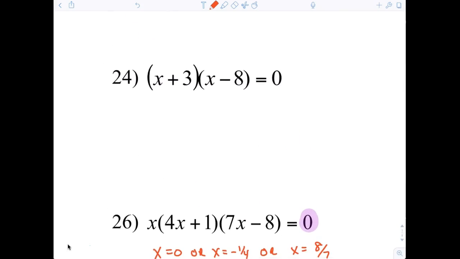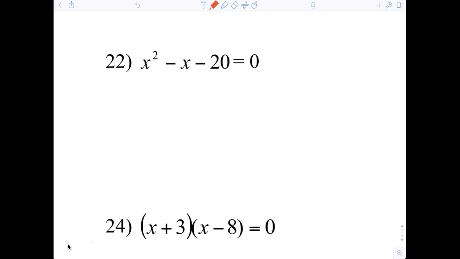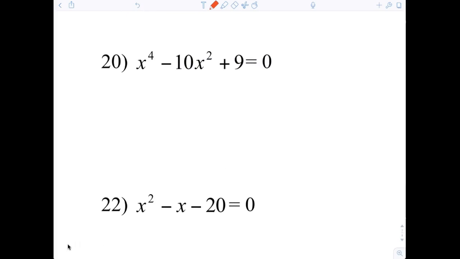X equals. Simple. I'm going down to 22. 22 is very easy. Now, 20, put a star by number 20. Somebody tell me how many solutions there are. 4. Thank you very much. There are 4 solutions. Fundamental theorem of algebra. The exponent tells you how many solutions.